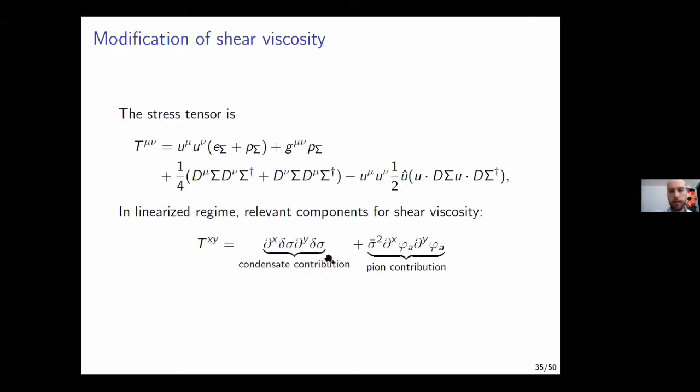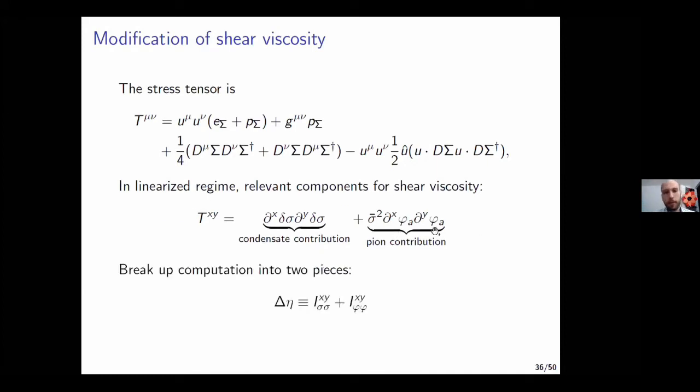One is coming from the amplitude, so from delta sigma, and the other one is coming from the phase. So this is kind of the condensate contribution, this is kind of the pion contribution. And there's no mixing between these two, so that simplifies computations. You can break up the computation into pieces. Remember, this is to quadratic order. So this is the correction of the shear viscosity.